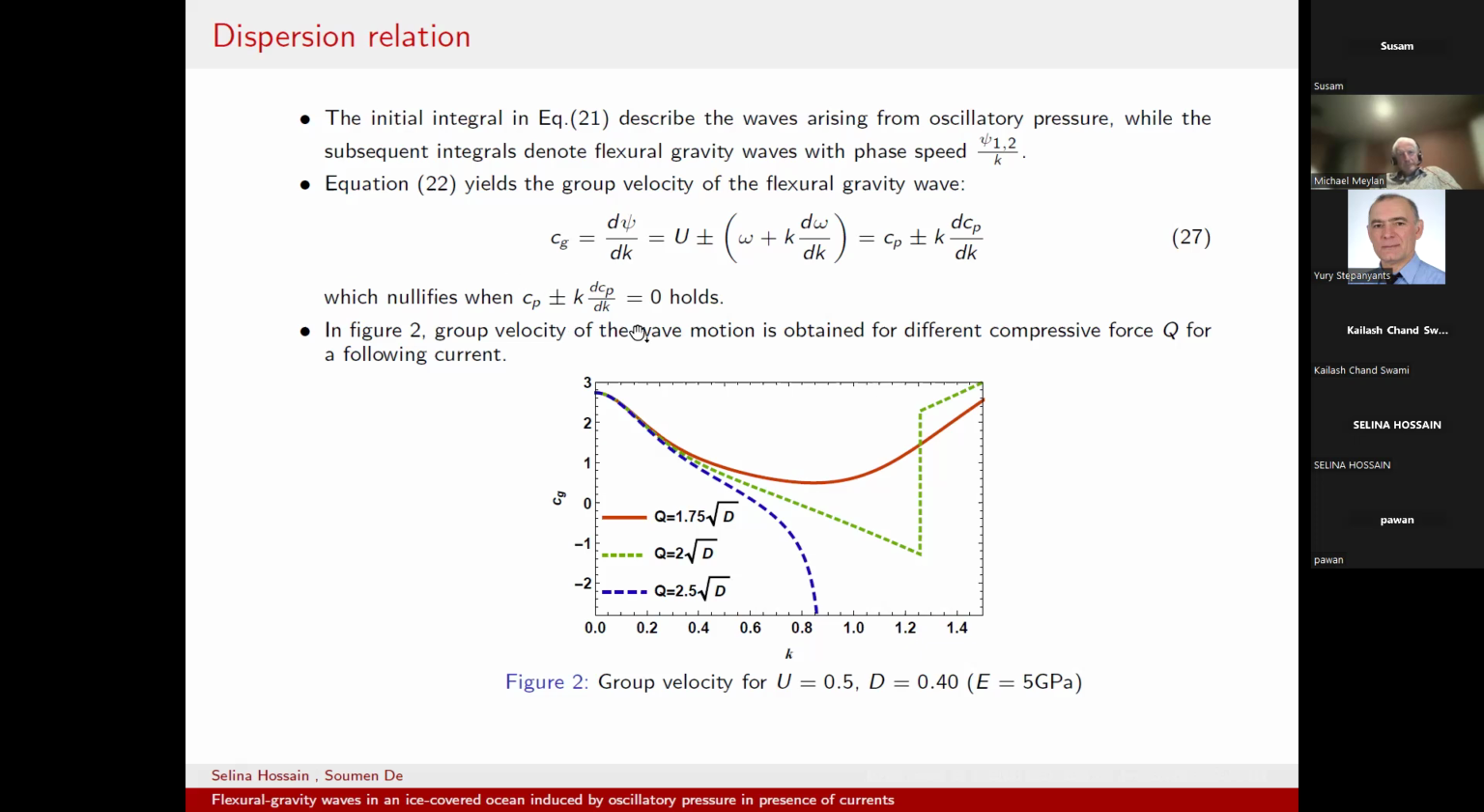Now, from the dispersion relation, we can obtain the group velocity as given in equation 27. In figure 2, we have obtained the group velocity of the wave motion for different compressive force Q for a following current. It is observed that as the compressive force Q increases, the group velocity decreases.